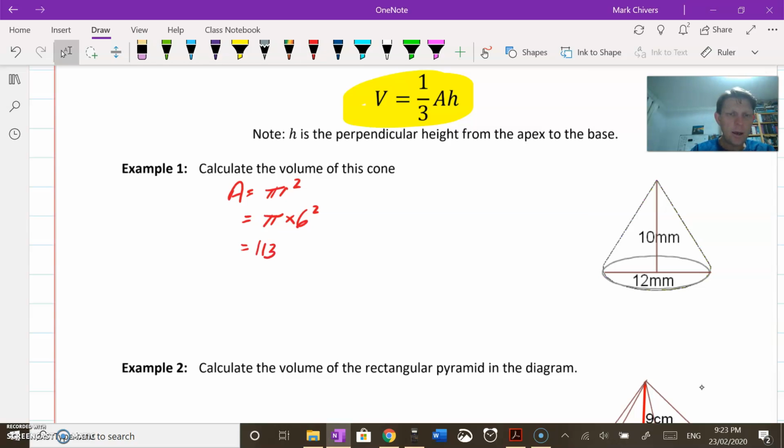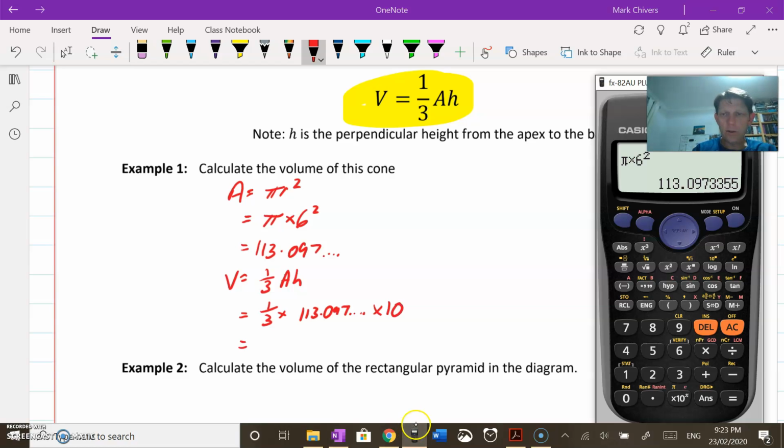113.097... Now, probably good practice to get into is just leave numbers in your calculator, use that answer key or whatever you need to use, or a memory, and round at the end, and that way you're less likely to make little errors. So once we know that, we can go the volume equals 1/3 of the area of the base times the height. That's our formula. So that's 1/3 times by that 113.097... times by the height, which in this case is 10.